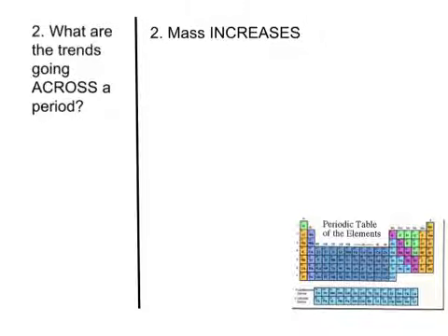All right, so going across a period. Now remember, a period is a row going from left to right on the periodic table. So our first trend going across a period is that mass is going to increase. Okay, so again, if we start here with hydrogen, that's the smallest atom in matter, and it's going to have a mass, if you look at your periodic table, of 1.0, and if we go across over to helium, it's going to have a mass of 4.0. So mass obviously increases as we go from left to right.